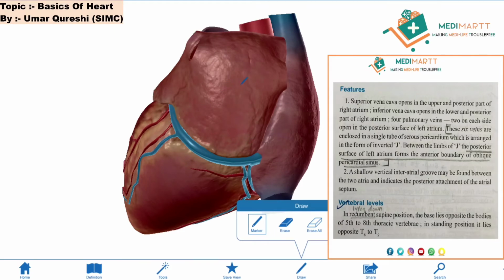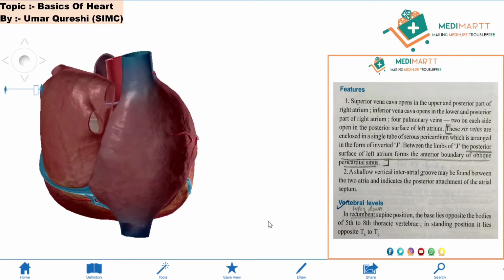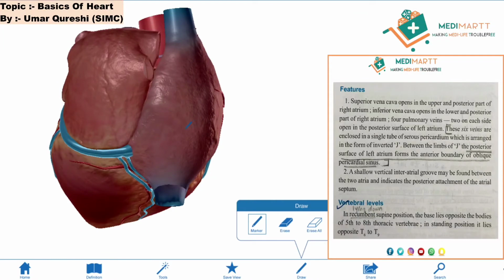Then the shape of it is inverted J shaped. Okay, so this is J, so it is inverted J shaped. Again I will draw the inverted J shaped. So this is the inverted J shaped. This will be like that, enclosed in that type of way. You don't have to understand much, you just have to show that it is J shaped and it is called the oblique sinus.